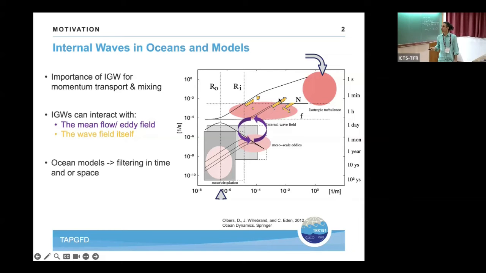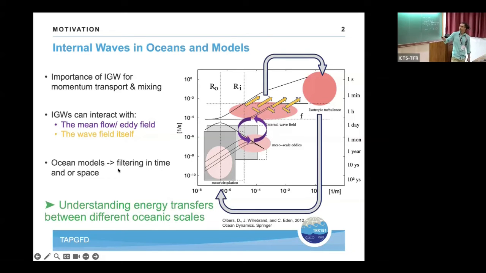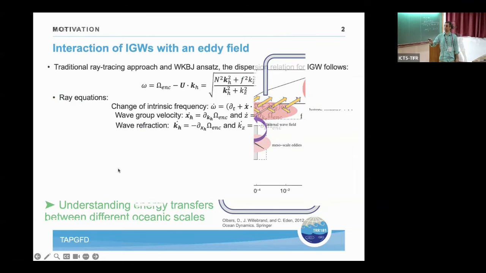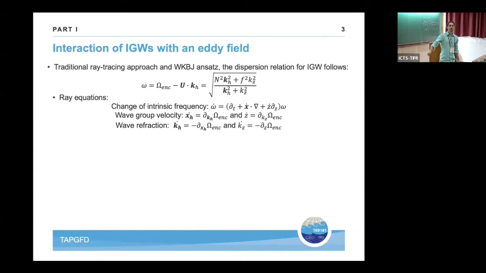Now, models nowadays are shown here by these gray boxes. They don't cover the whole domain, and therefore we need to parametrize these interactions. They don't cover the whole domain because they use some kind of filtering in time and space, like a Reynolds average. So to parameterize this interaction correctly, we need to understand the energy transfers better, and that is what we are trying to do.